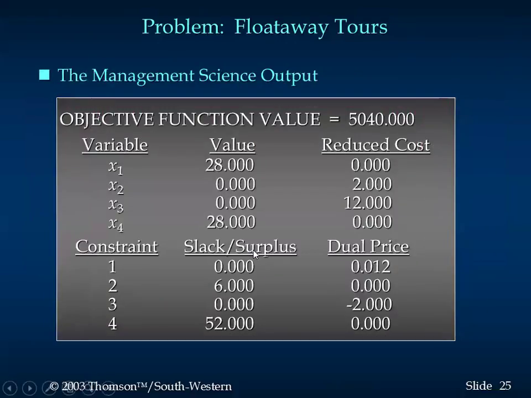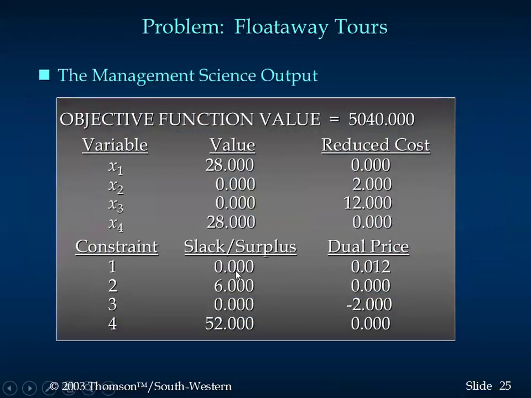Now, what are the reduced costs here? X2 and X3 have reduced costs. That means if we decide to buy the other ones, they'll reduce our total profit per day.